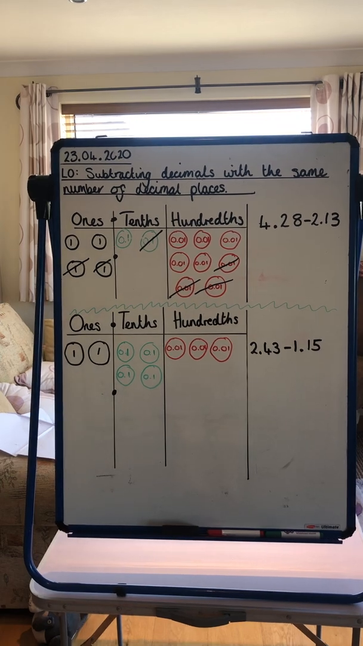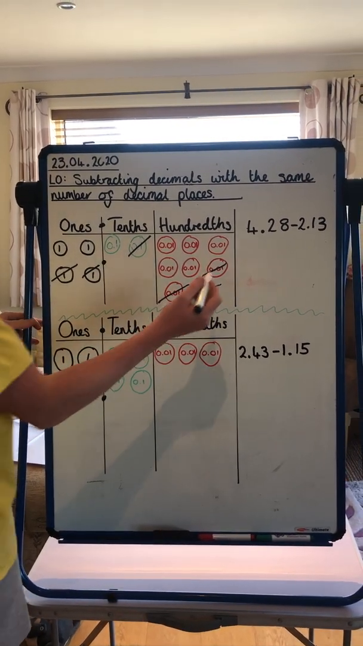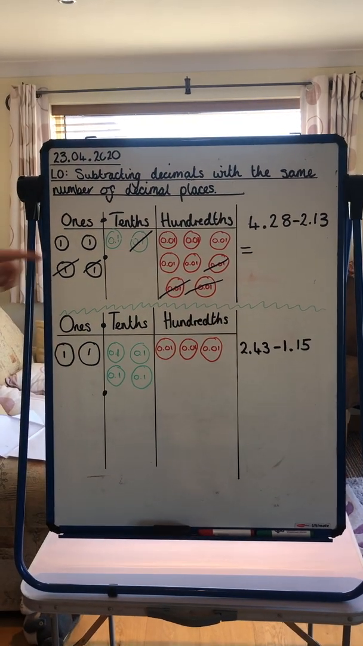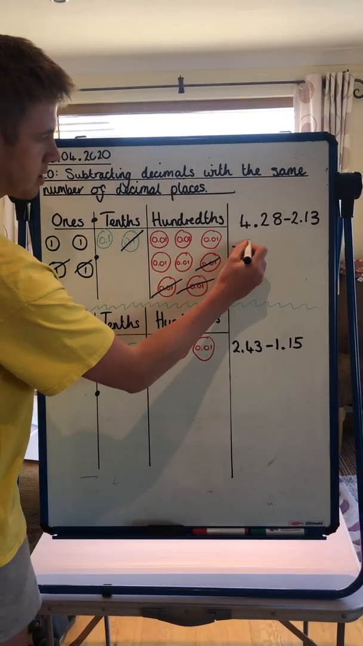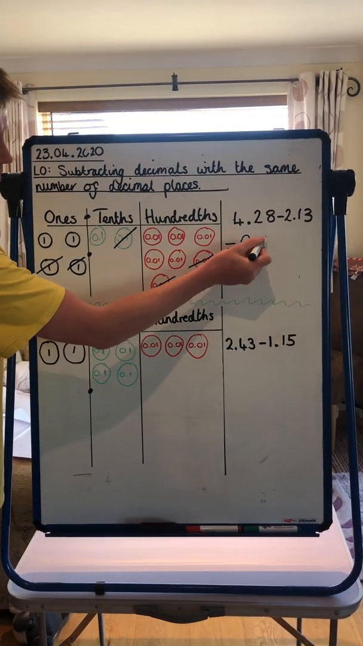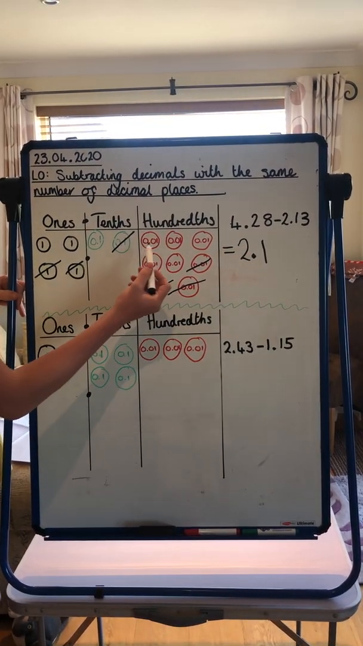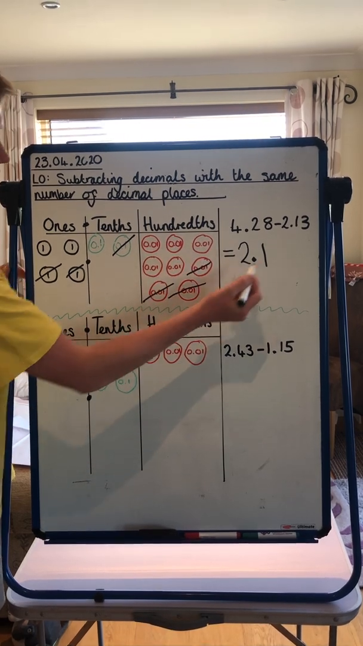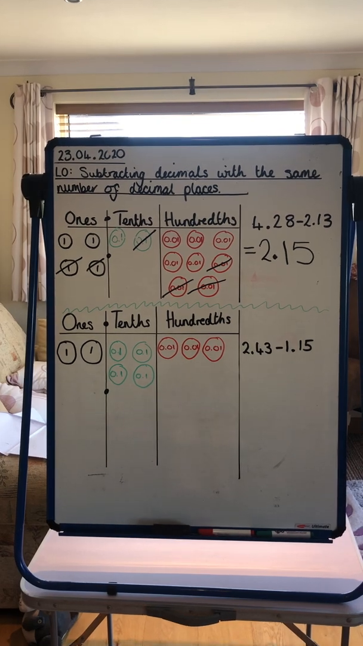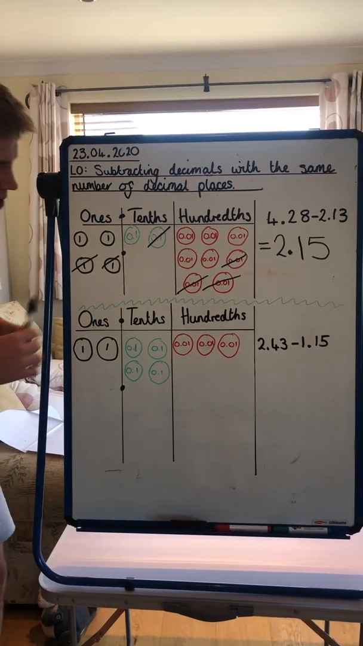So our answer to 4.28 take away 2.13 is 2 wholes, or 2 ones. Don't forget our decimal place. 1 tenth, and 1, 2, 3, 4, 5 hundredths. Okay. Now we're going to move on to this question here.